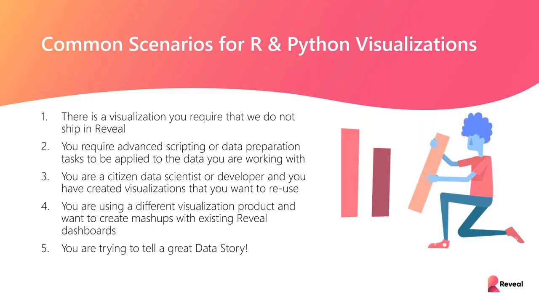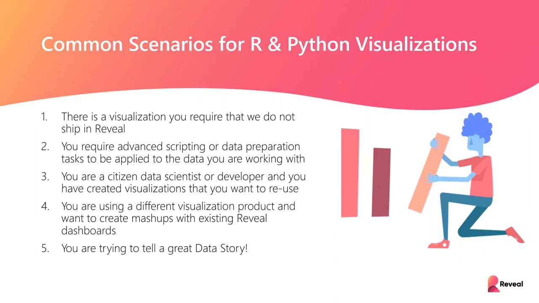So there's a product on the market, an open source product called Plotly, and it has a R and Python library, but their tool only works with the Plotly stuff. So let's say you have a Plotly visualization and you want to do a cross filter with something from Marketo using a Reveal chart. So those are the types of mashups that you can create.